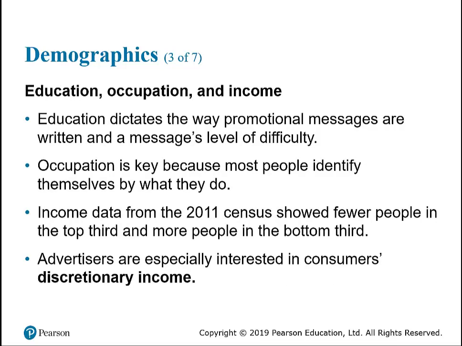Education, occupation, and income. Education dictates the way promotional messages are written and a message's level of difficulty. Occupation is key because most people identify themselves by what they do. Income data from the 2011 census showed fewer people in the top third and more people in the bottom third. Advertisers are especially interested in consumers' discretionary income.